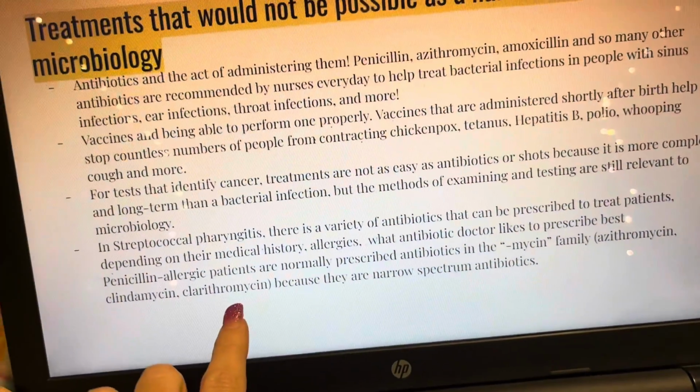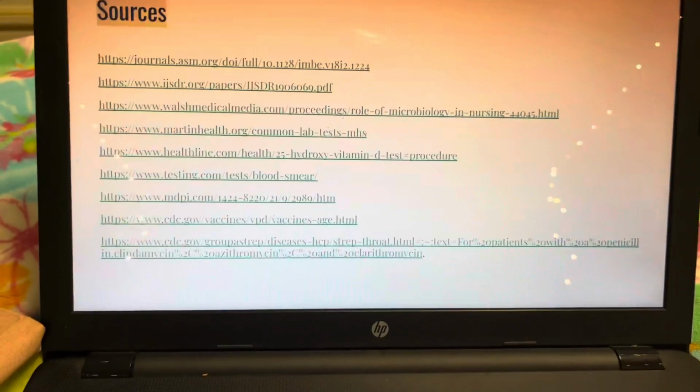And then there's also clindamycin and clarithromycin, and they work similarly, but they work differently because they're narrow spectrum antibiotics, and so they know a little bit more what to look for. But yeah, that's all.